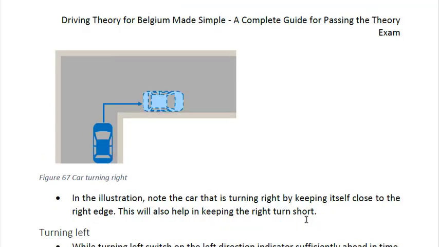Here's an illustration where the blue car is turning to its right. See how short it is keeping its turn. It's staying very close to the right edge of the road. It's taking a short right turn. That's how you take a right turn. It has to be as short as possible.